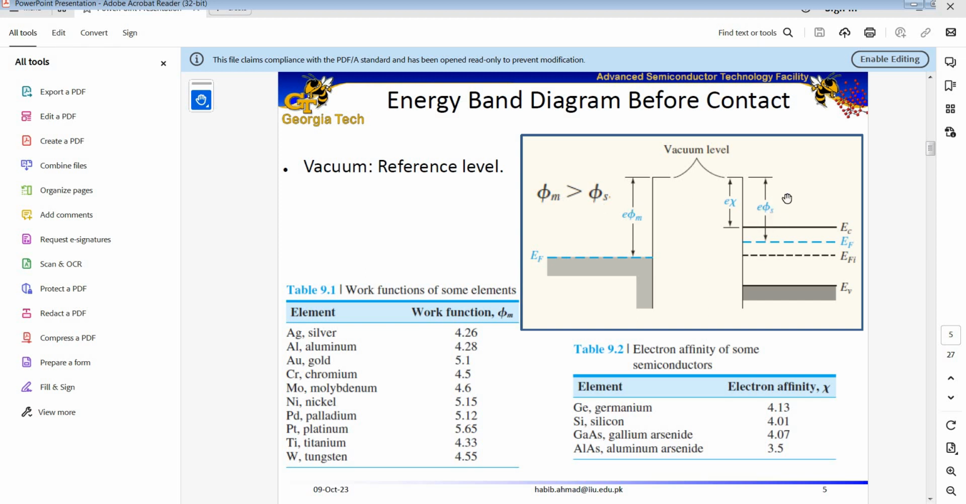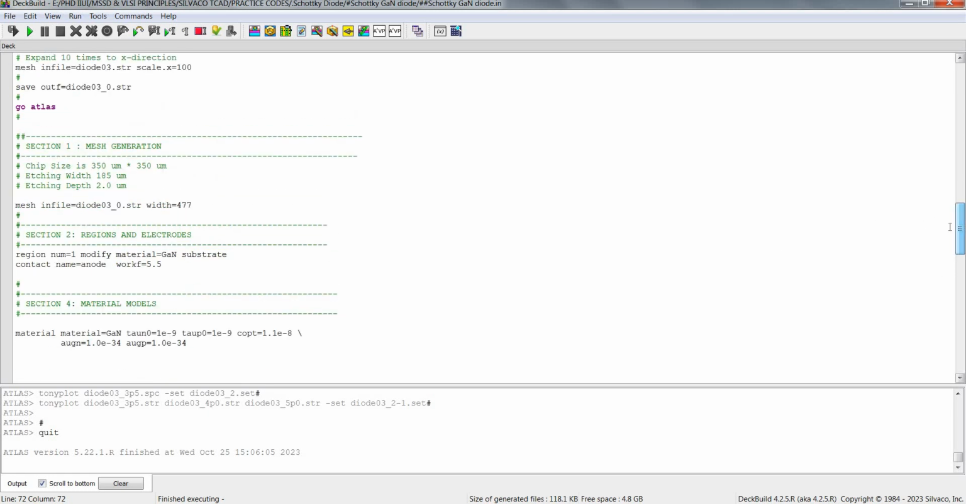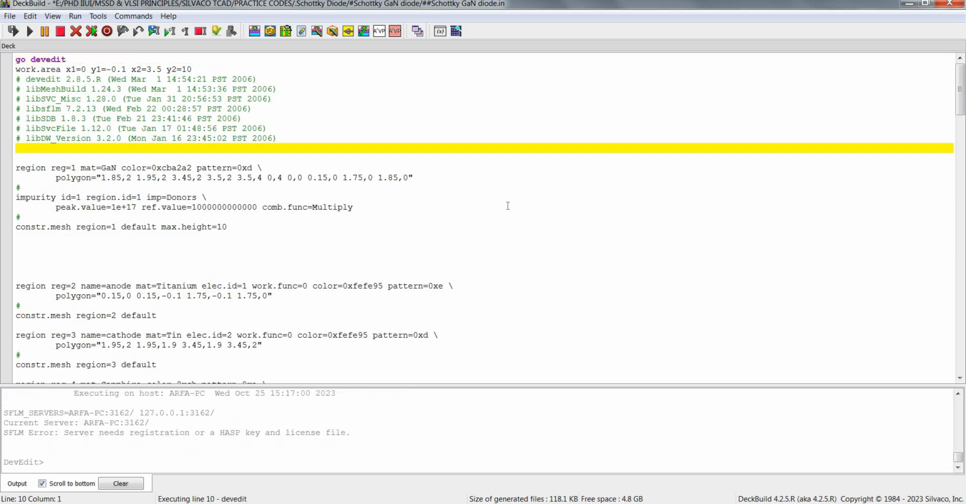Here the semiconductor work function is around 4.2, 4.3 electron volts. So I'm going to assume a metal work function of around 3.5 electron volts in order to achieve a non-rectifying barrier. So let's go back to the code, and inside the code I'm just going to make one change. I'm changing the work function to 3 electron volts, and let us run the simulation once again.